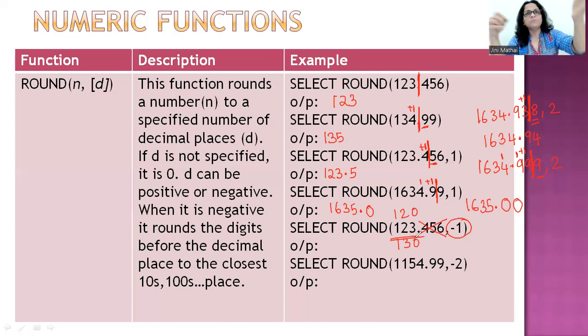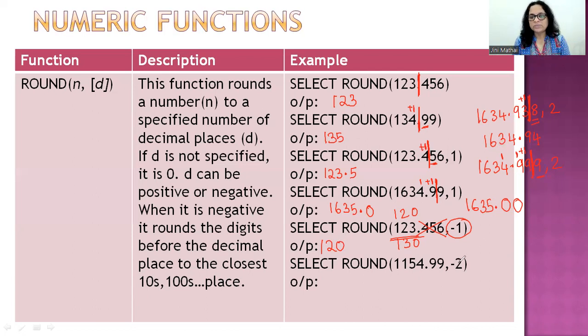Now, what do you mean by tens value? 10, 20, 30, 100, 110, 120, 130, 140. These are all tens places, right? So 123 comes between 120 and 130. What is it closest to? Obviously 120. So your answer becomes 120. But suppose it was 125, 126, 127, 128, or 129, then the rounding up would come to 130. Is that clear?